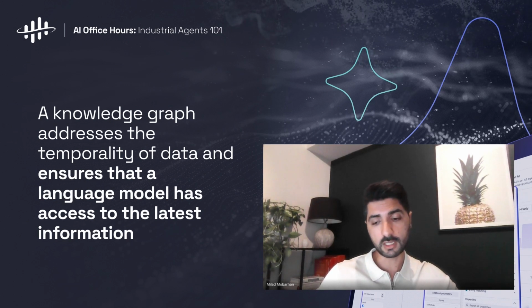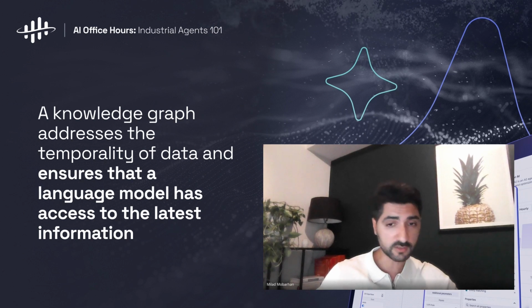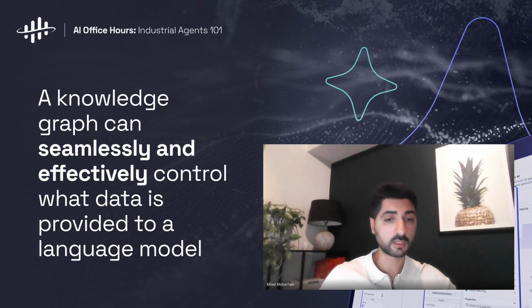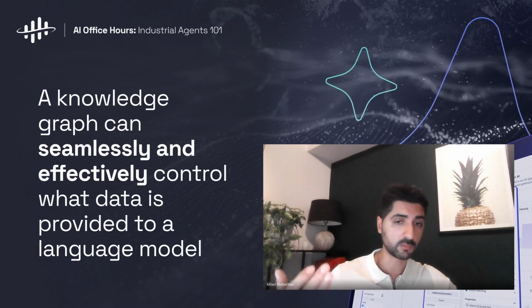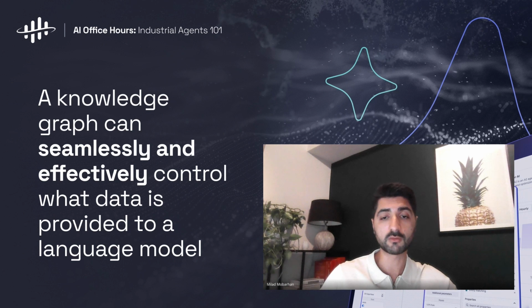And finally, the last point I want to highlight is related to access control, where a knowledge graph can, in an efficient way, control what data is provided to the language model, which is, of course, again, important to meet the access management requirements for enterprise software in industry. These are just some examples and reasons for why we believe a knowledge graph is important to make industrial agents work in practice. Again, I'm emphasizing making them work in real life, where you need to deal with these different aspects of access management, traceability, and the complexity of the data.